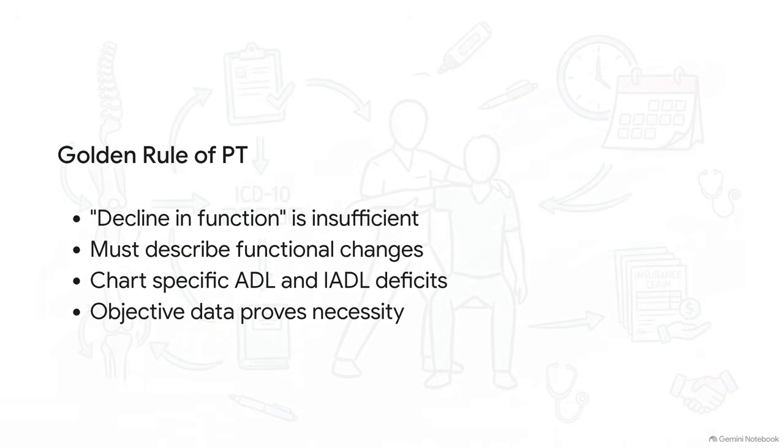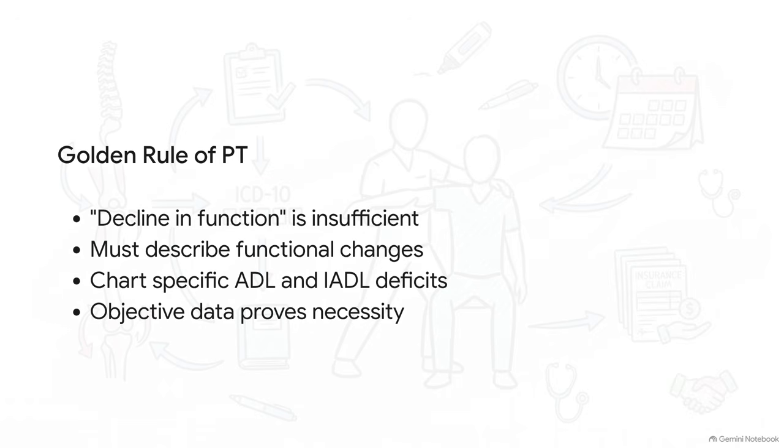Okay, listen closely because this is the golden rule of PT documentation. You know that horrible sinking feeling when an audit letter arrives? Yeah, vague charting is almost always the culprit. Merely stating "declined in function" in a chart is completely insufficient. It will fail an audit every single time.